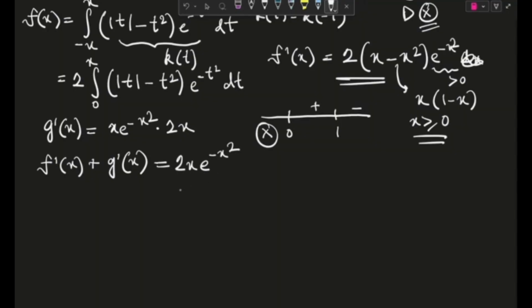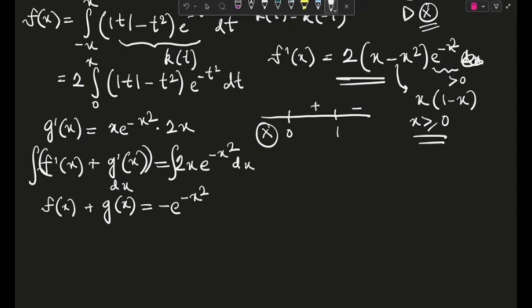Now if you have a little bit of knowledge of differentiation, you will understand that if we integrate both these sides with respect to dx, then this is obviously f of x plus g of x, and this thing is nothing but the differentiation of minus e power minus x square, because this minus will come here. There is no minus sign present, so a minus sign should also be there, and this is plus constant.